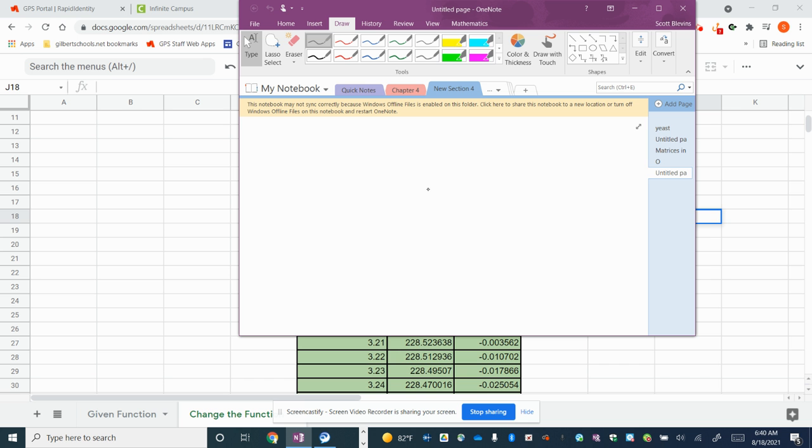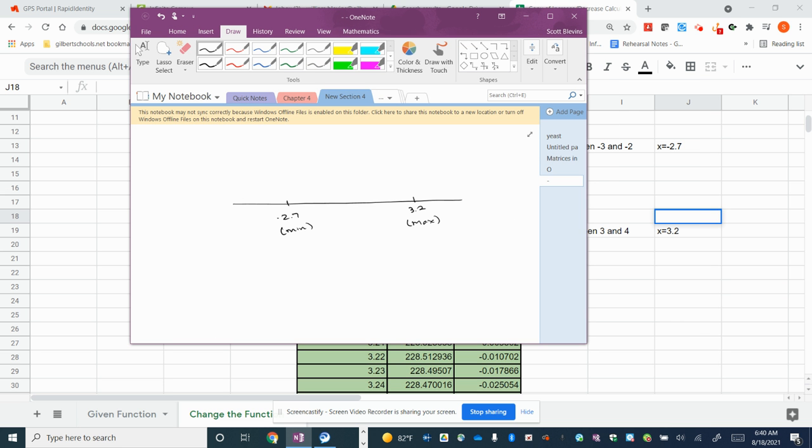All right, here is my number line. So if -2.7 is my minimum and 3.2 is my maximum, let me double check, make sure that I have those values accurate. There we go. Now I can start to label how the function must be behaving in between.